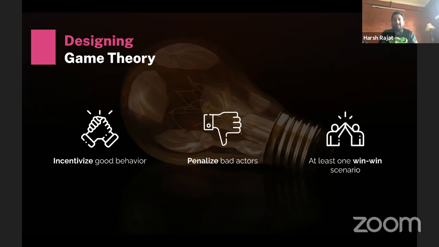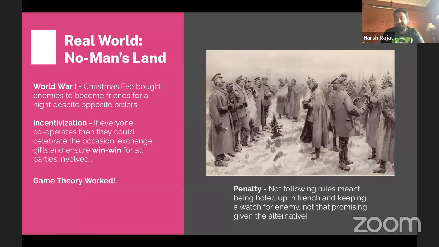So yeah, that's in essence the entire game theory. Just have to remember three rules: incentivizing good behavior, penalizing bad actors, and ensuring a win-win scenario. So yeah, let's look at some examples. As I said, game theory can be observed almost everywhere.